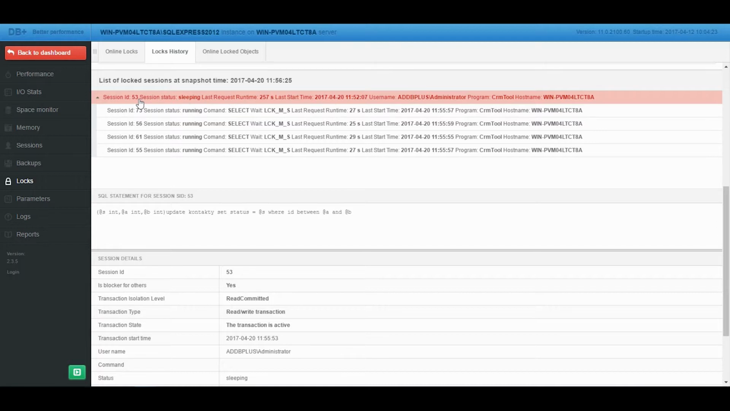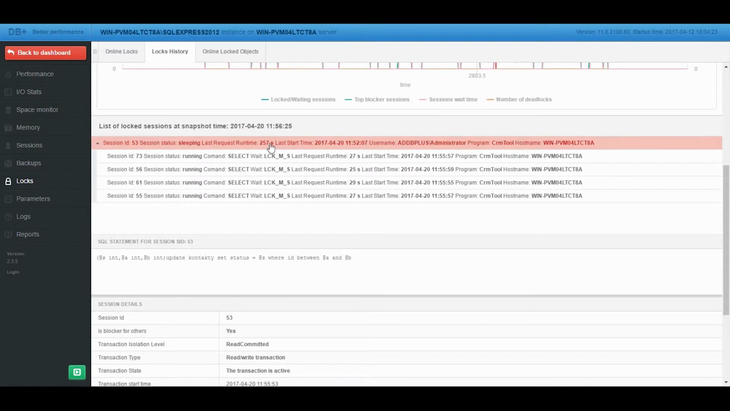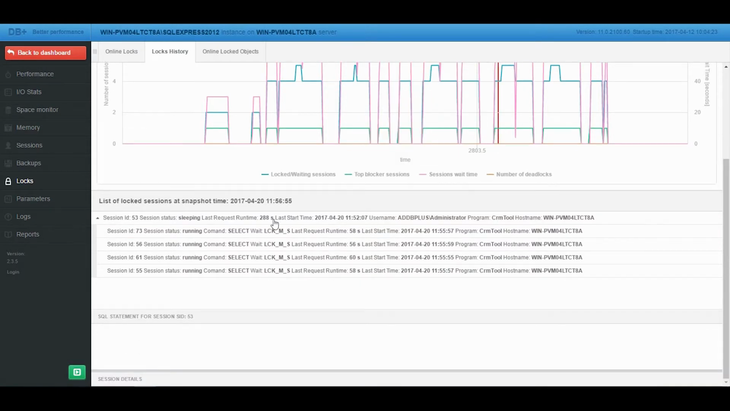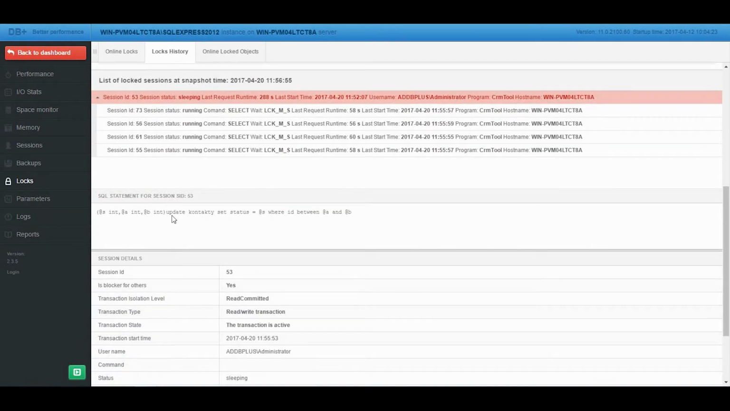We can see that session number 53 is in a sleeping status. It started a transaction at 11:55 a.m. and has not executed anything for 257 seconds. Let's see the next snapshot. We can see that the sleeping period is increasing, and the session has not executed any query yet.